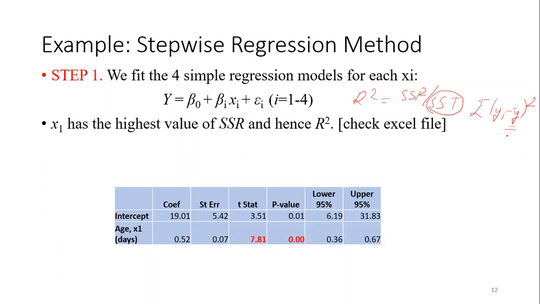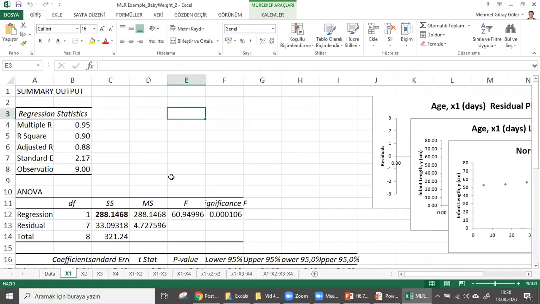It doesn't depend on the regression line. Yi, they are the observed values. It's the same, so SST is the same. So having the largest SSR is equal to having the largest R square. Okay, so just look at here.